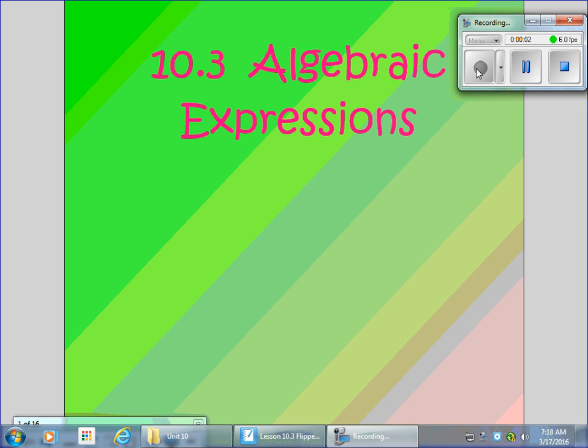Good evening, fifth graders. Tonight we're working with algebraic expressions. It is a very easy concept that kids can get confused on, so I'm going to break it down in simple terms here, so when you come into class tomorrow, you're ready to get going with these algebraic expressions.